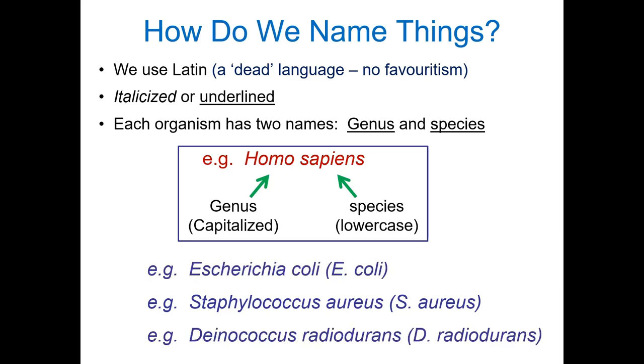More examples, we have Escherichia coli, we have Deinococcus radiodurans, which is an interesting bacterium I'll talk about in a moment. Note that you can also shorten these terms if you want, and if you shorten it, then you include the capital from the genus name, and you include the whole name, lowercase, from the specific epithet. So Escherichia coli becomes E. coli, for instance. Pay attention to that because you will see some of these names in the lab.